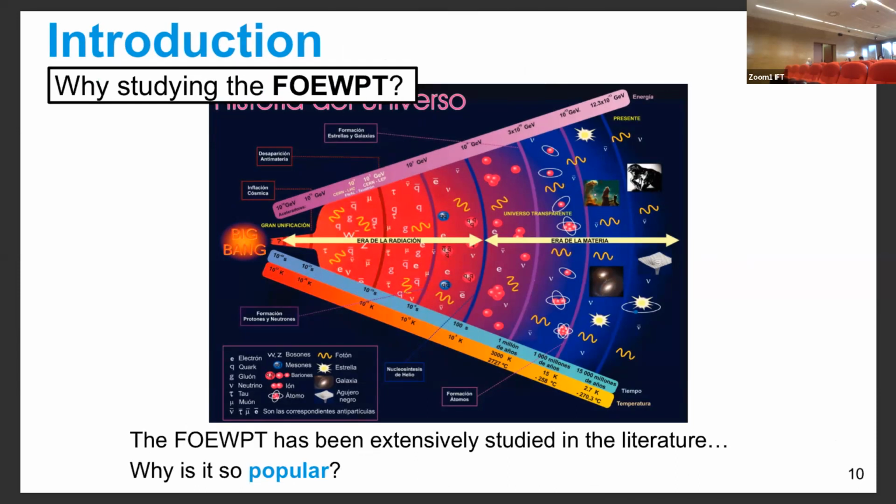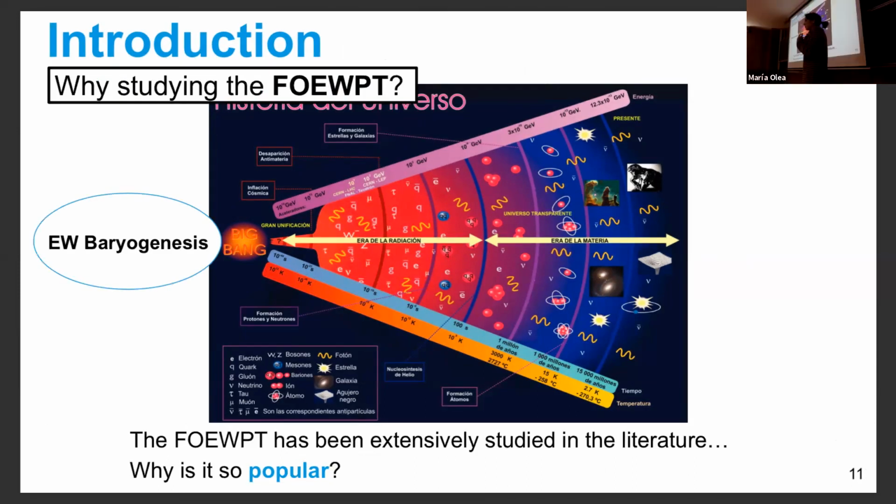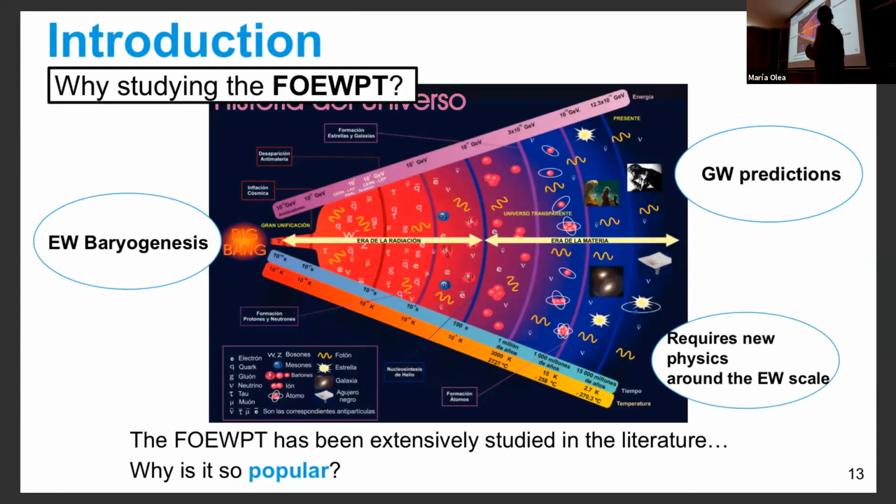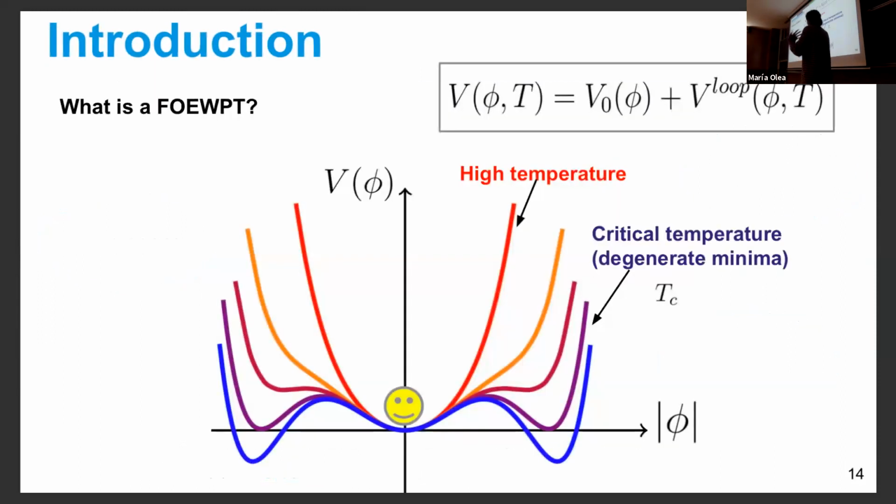And why is it so popular, and why is it worth studying such a thing? Well, there are many reasons, but among others, the first-order electroweak phase transition is required to explain the matter-antimatter asymmetry of the universe via the mechanism of electroweak baryogenesis. It also leads to gravitational wave predictions that could be detectable by experiments that are already projected for construction, such as LISA. And also it requires physics around the electroweak scale that could be probed at present and future colliders. So it seems that it is central to understand what a first-order electroweak phase transition is in order to understand what we did in this project.